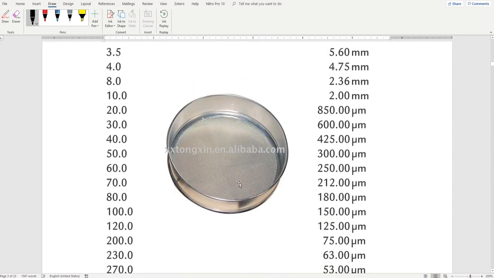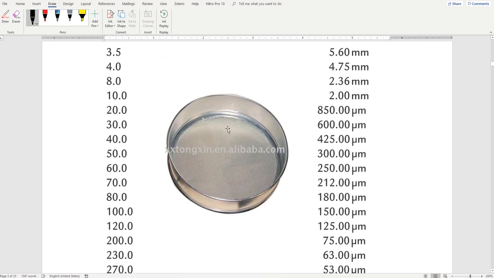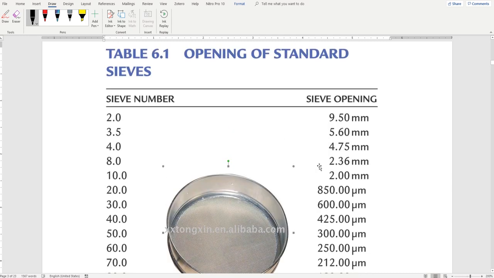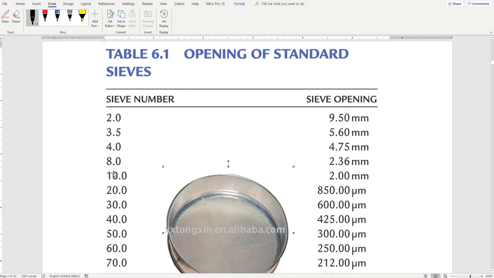Okay, what do you see here? So we started now talking about sieves and the openings. The openings in the sieves here are all of the same size. The squares that are in this figure that you see here are all of the same size. Now if you look at table 6.1, the opening of the sieves, or let's say sieve number and sieve opening size. Look at the two columns, sieve number and sieve opening size.